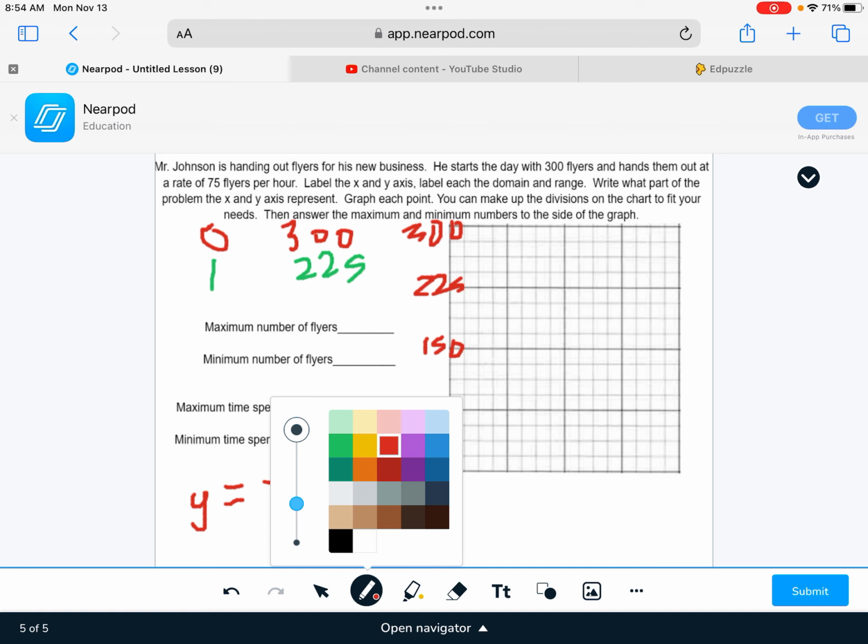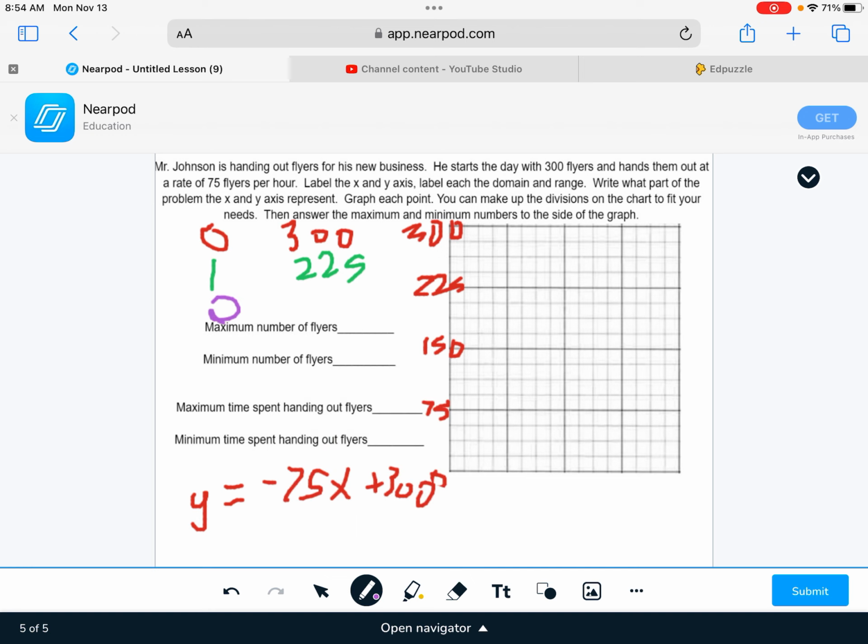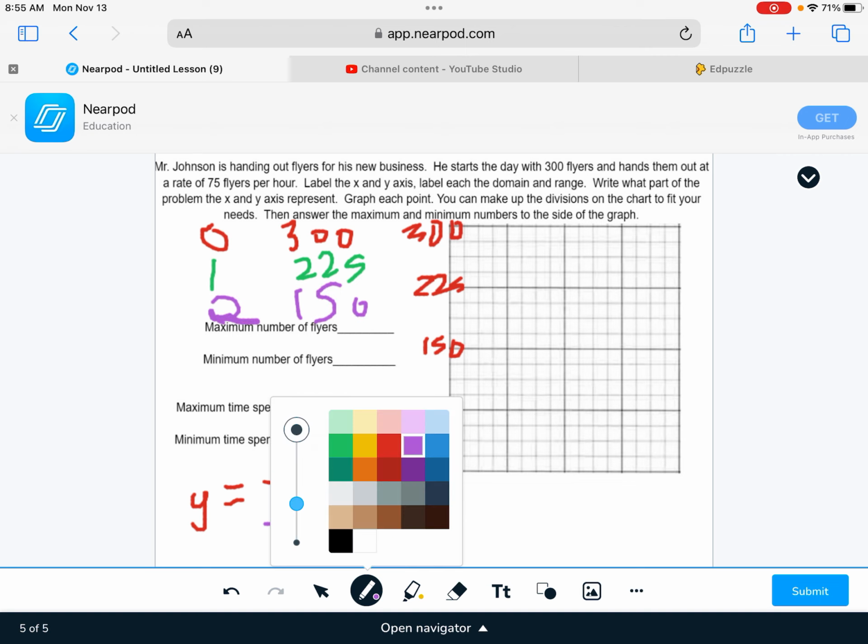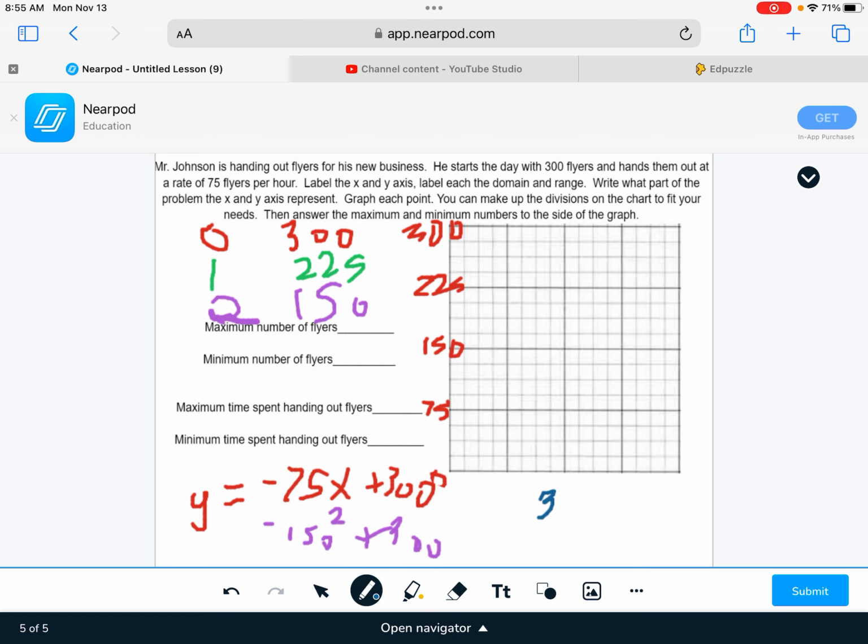If he's going for 2 hours, 2 times negative 75 is negative 150. Subtract that from 300, and I get 150. That's 2 and 150. What about 3? 3 times 75 is going to be 225. And when I take that away from 300, I'm at 75. So that's 3 and 75 being left.